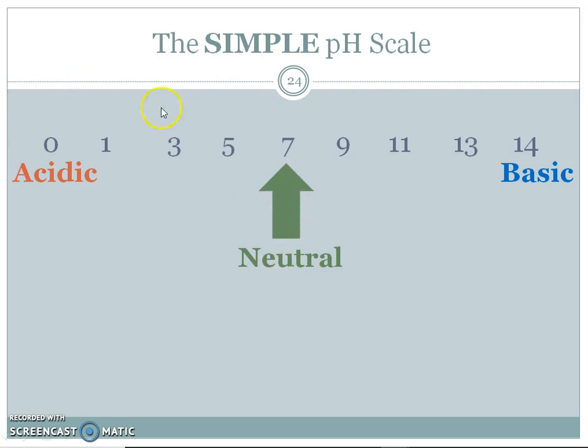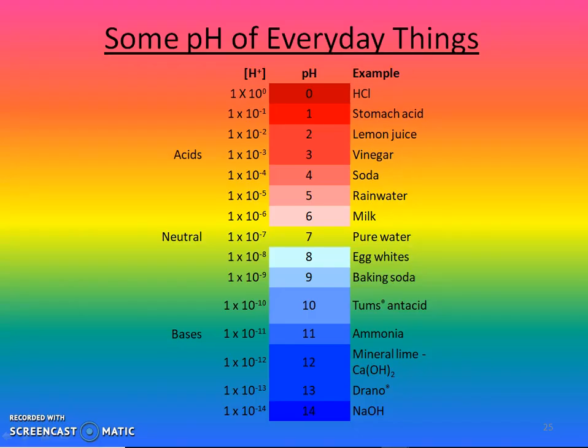So this is the simple pH scale that you're used to. Right in the middle is neutral. Anything to the left of that, 0 to, let's say, 6.99999 is acidic, and 7.00001 to 14 is basic. So it's nice because it's in alphabetical order, right? Acid to base, A to B, and of course your neutral's right in the middle.